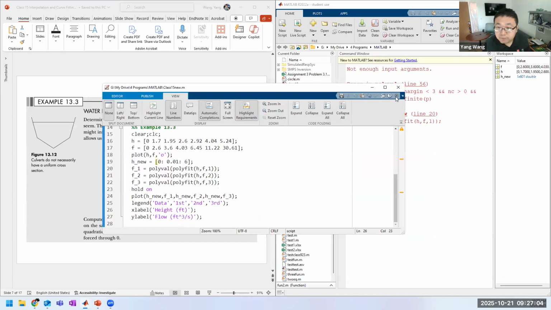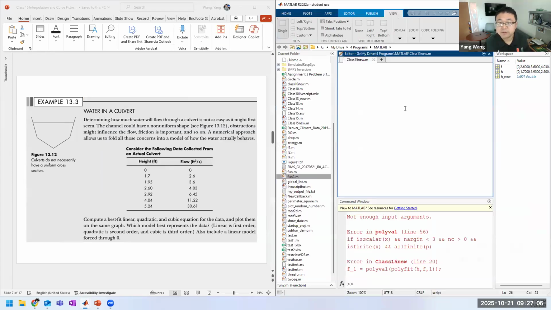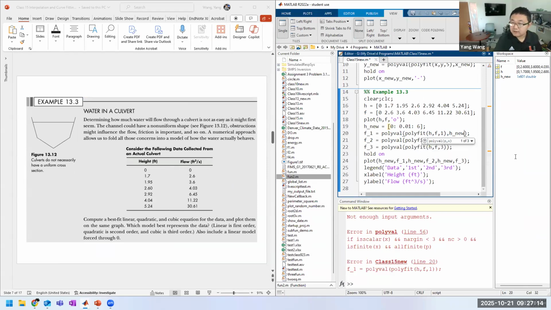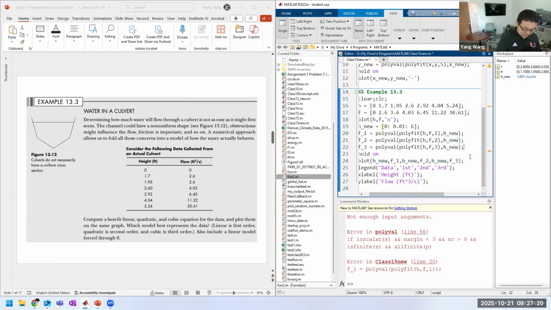Here, I think there's a way for us to dock it. This is how we dock it. Okay, so we said that for the polyval, we have to provide the new height, right? These finer x-axis.